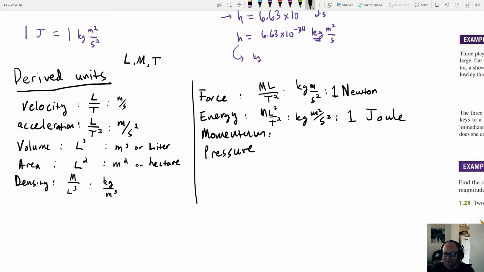For momentum, this one doesn't have a name. Momentum is just mass times velocity, right? So you take mass and then you multiply by velocity, which is length divided by time, and so that's going to be kilogram meters divided by seconds. This is sometimes written as a Newton second in rocketry when they're talking about the impulse of an engine. How well can the engine be projected upwards? They use impulse, and impulse is measured with momentum as Newton seconds.